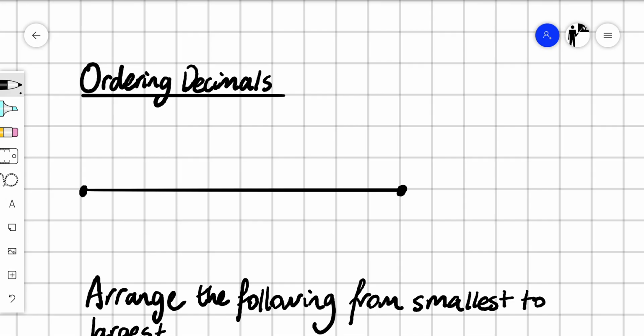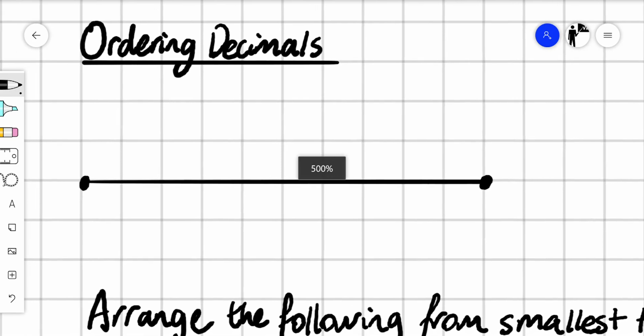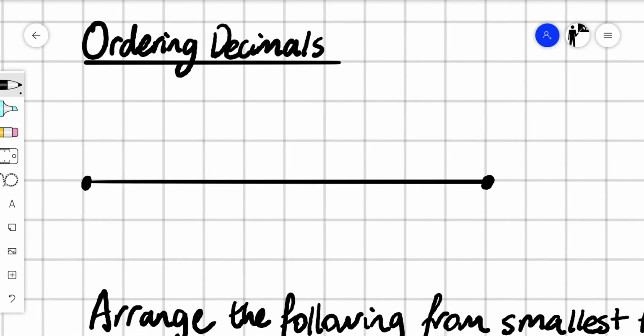In this video we're going to have a look at ordering decimals, from smallest to biggest. In the past we've looked at number lines between 0 and 10, 0 and 100, 0 and 1000 and so on, but we can start now to zoom in onto number lines and have an idea of what goes on in between numbers.